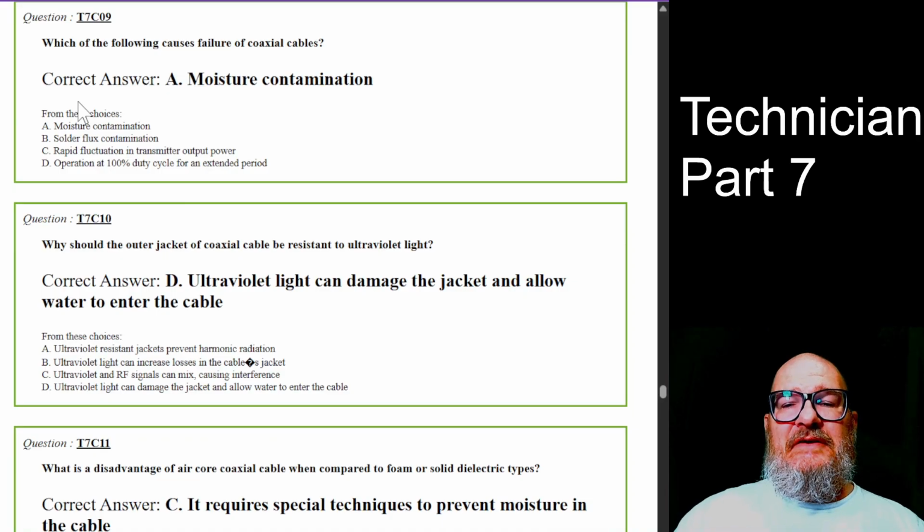Which of the following causes failure of coaxial cables? That is going to be moisture contamination from these choices right here. Moisture contamination.